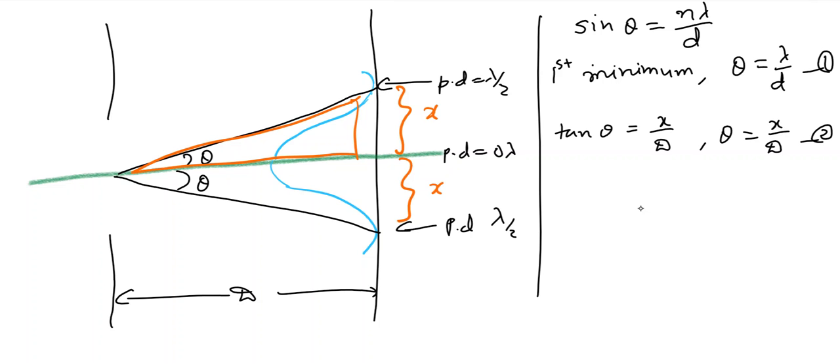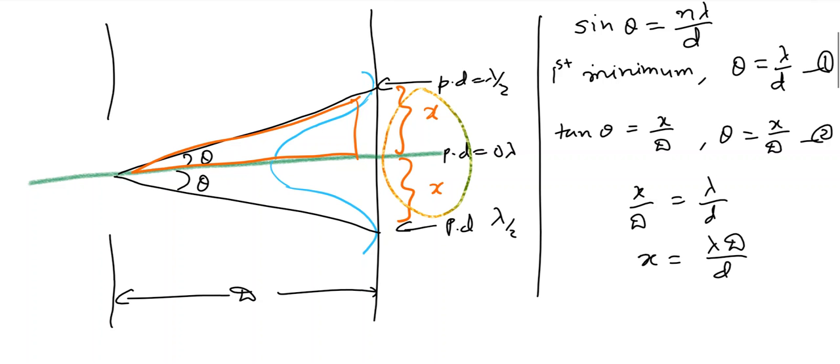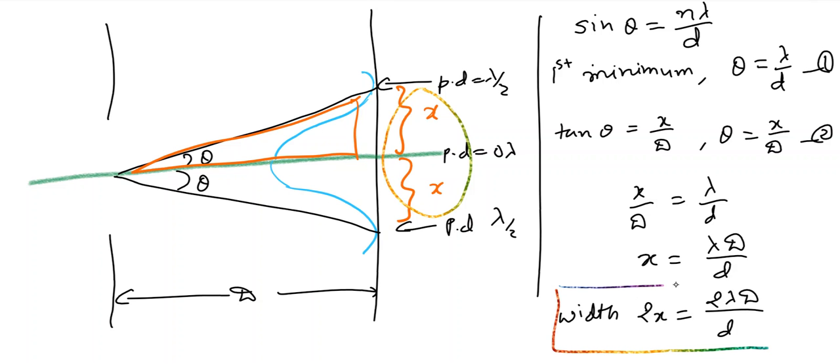Compare 1 and 2. So x by D is equal to lambda by d, and hence x is equal to lambda D by d. But for width, we have to consider 2x, and hence width of central maximum, that is 2x, is equal to 2 lambda D by d. So this is the expression of width of central maxima in case of diffraction pattern of single slit. Thank you.